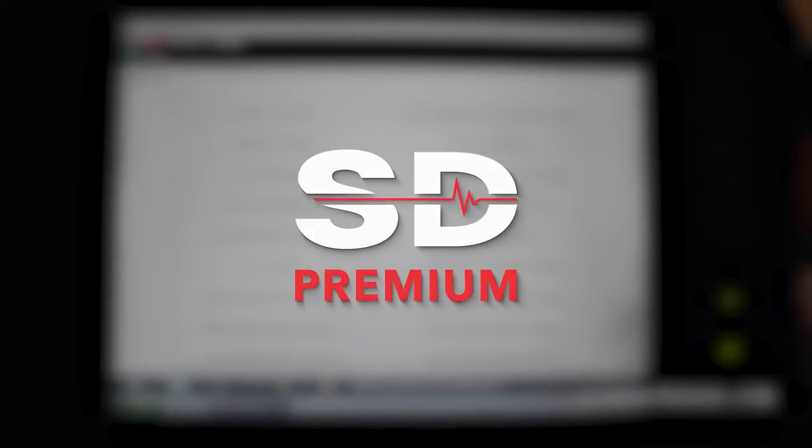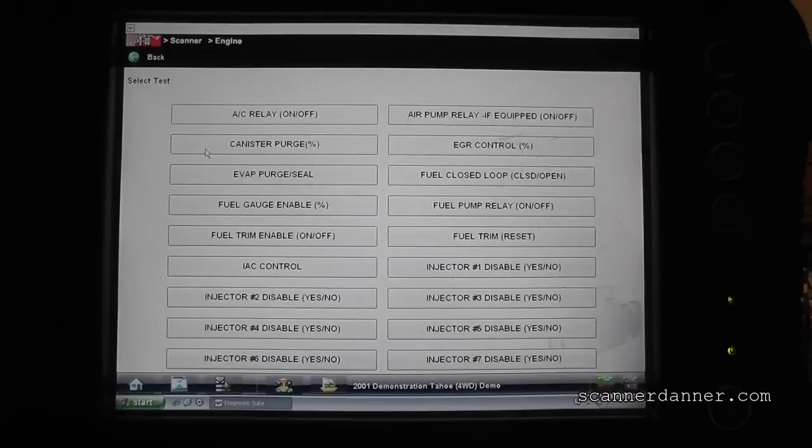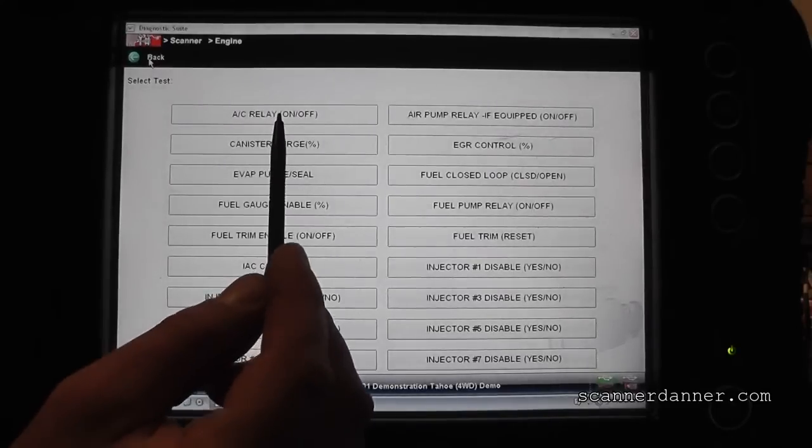Let's do our output controls first. This gives us a list of things that we can tell the computer to do, okay? And this might give you a little bit of perspective, just starting at this top one, this AC relay on and off.